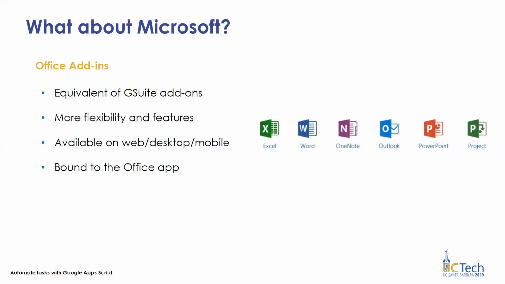So I know we're not all Microsoft, or we're not all Google teams here. A lot of you guys are using Office. So Office has add-ins, just the equivalent of G Suite add-ons. They're really flexible. They're good too. They're all based on this HTML interface. And you can use them in all of the web, desktop, and mobile. So it's a really good alternative. This presentation's more focused on Google, but hopefully you can use some of the ideas that we're going to be talking about in your Office applications, if that's what you desire.